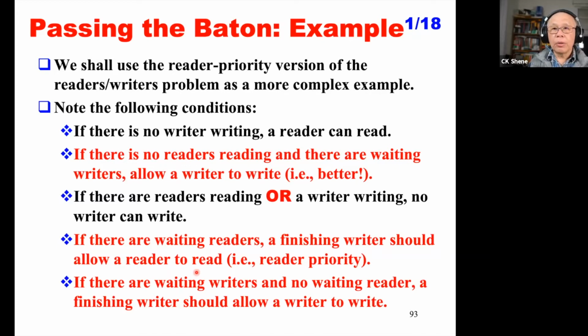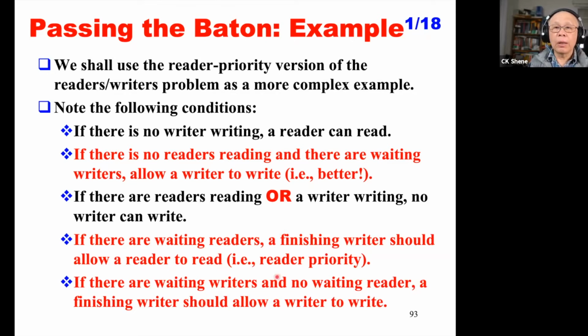We use a single semaphore to block readers and writers. So in our original version, when that semaphore is signaled, we are not sure whether a reader or a writer will be released. So in this version, we separate it. So in this case, when a writer finishes writing, we give a reader to read. Now, if there are waiting writers and no waiting readers, a finishing writer should allow the writer to write.